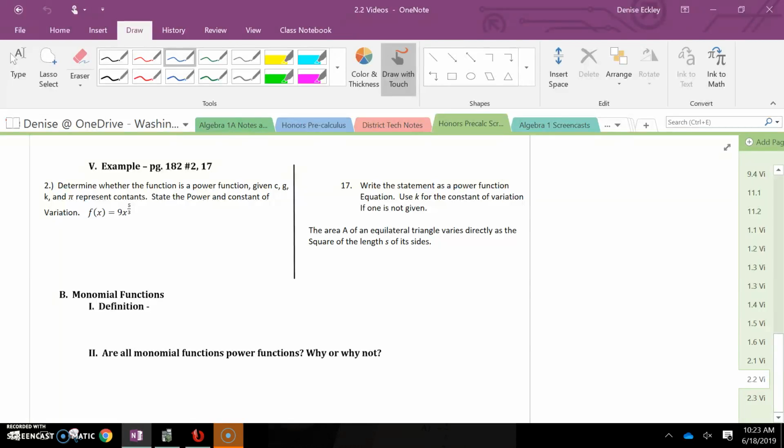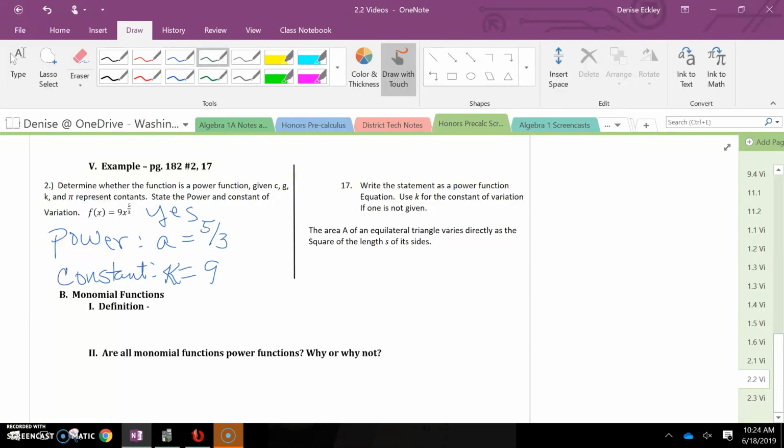So if we look at f of x equals 9x to the 5/3, it is a power function, so we would say yes. And the reason it's a power function is that it is a monomial with a rational exponent and a real coefficient. And then the power is going to be the 5/3. And the constant is 9.